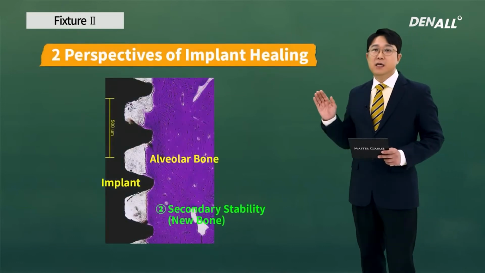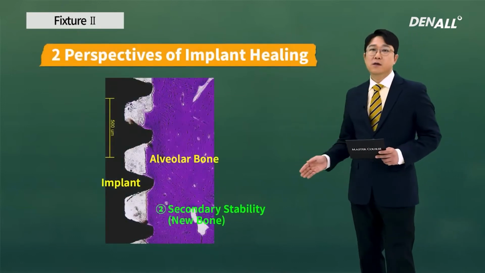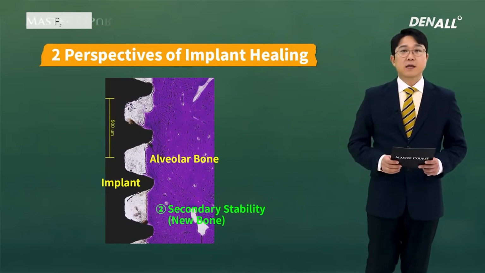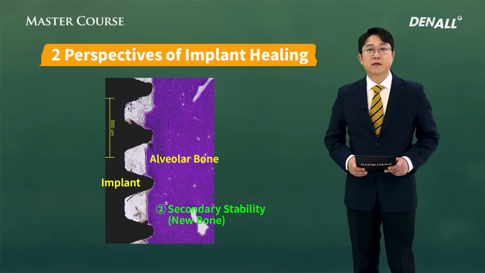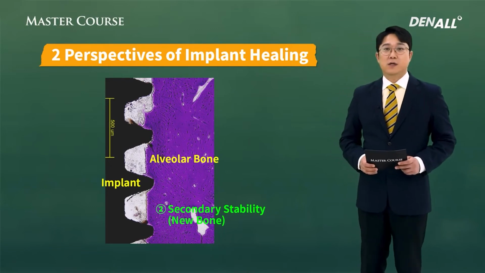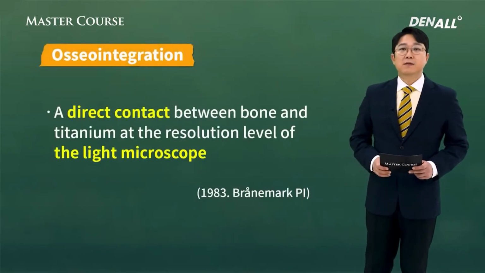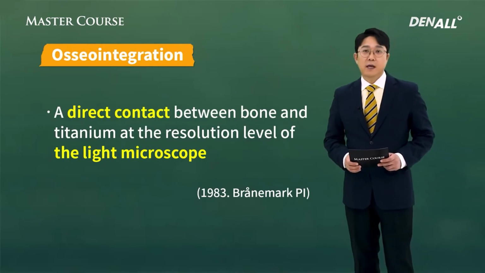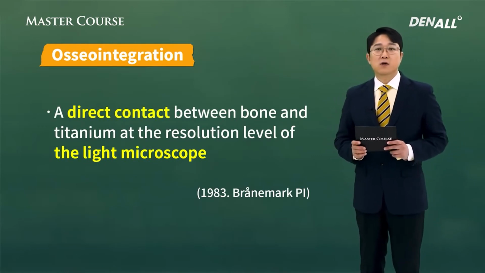Next, let's have a look at secondary stability, which is the osseointegration. The secondary stability can be attributed to the newly formed bone around the implant. We talked about the definition of osseointegration. This is the process for the secondary stability.